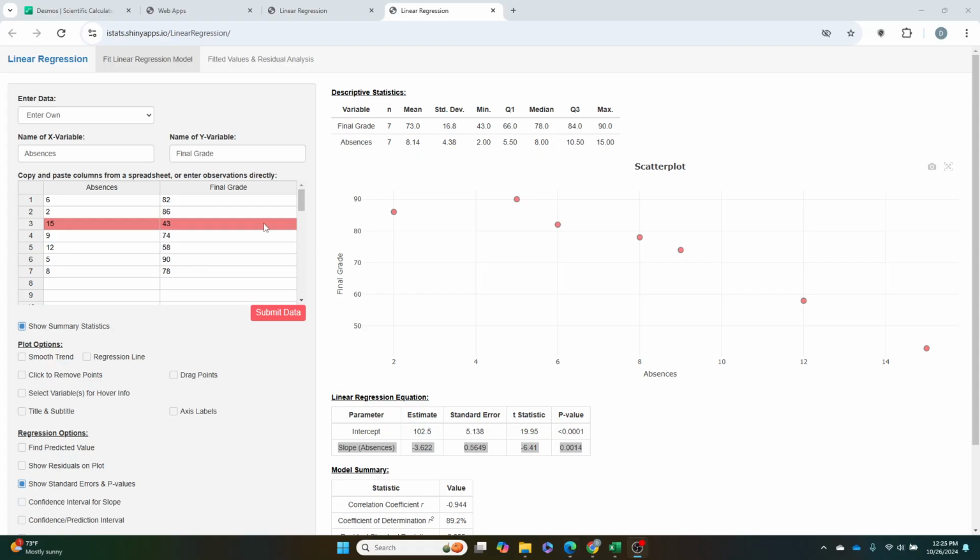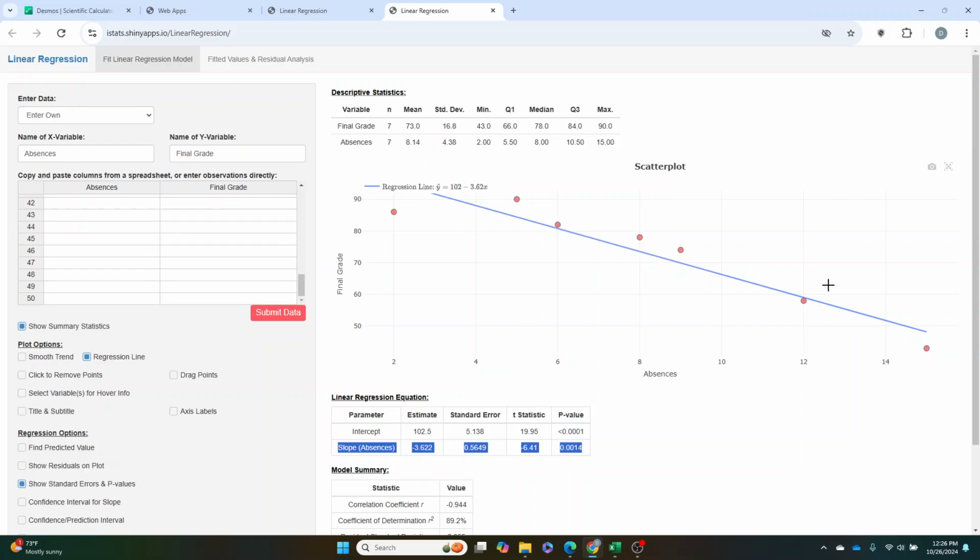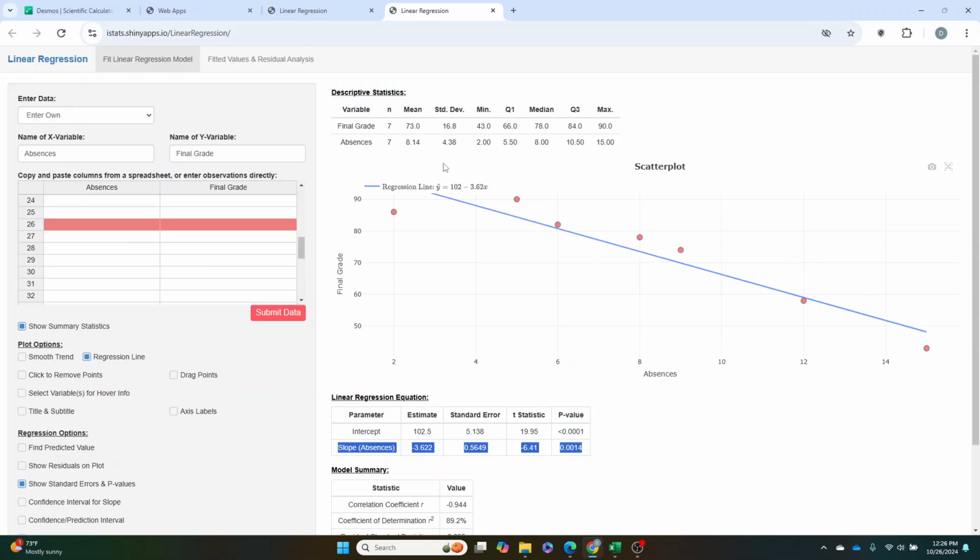to Art of Stat. We've got the data in there already. If we want the line of best fit, all we need to do is under plot options, click on regression line. And then it'll not only plot the line, it'll superimpose the line over our scatter plot, but it'll also give us the regression line, okay? Y hat equals 102 minus 3.62x. Okay, let's write that down.